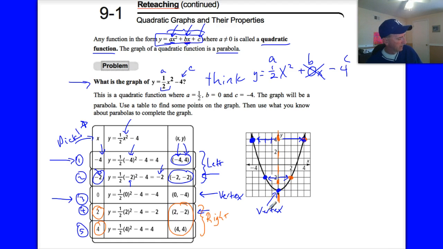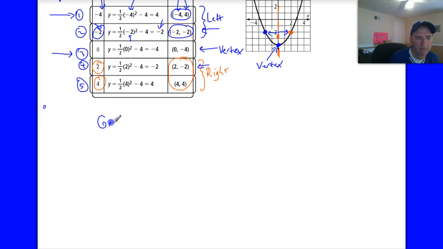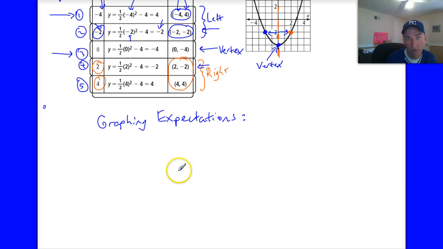In fact, before we go on, I want to explain graphing expectations here. When you graph by hand, which you're going to have to do for me, for quadratics, you have to show that you know how to create a quadratic graph easily and correctly without using the technology. Okay, then we'll go to the technology, but you've got to understand it first. The first thing that you have to show me is the vertex. You always begin by finding the vertex.